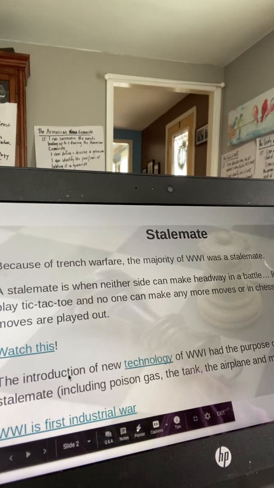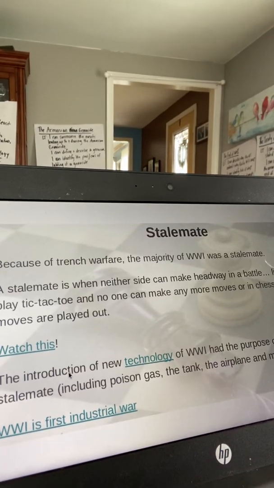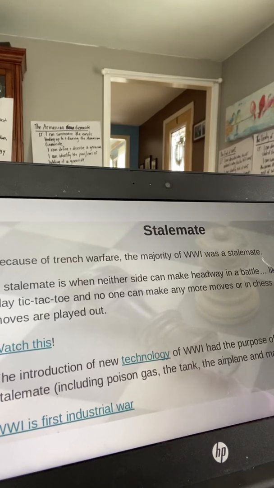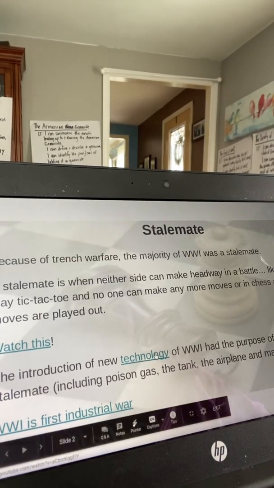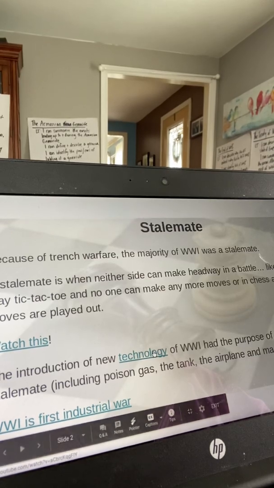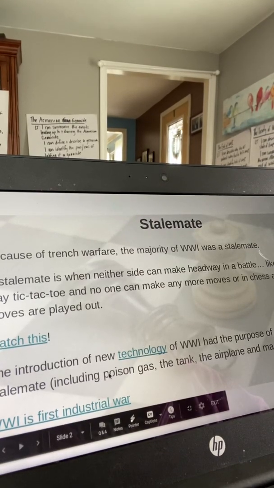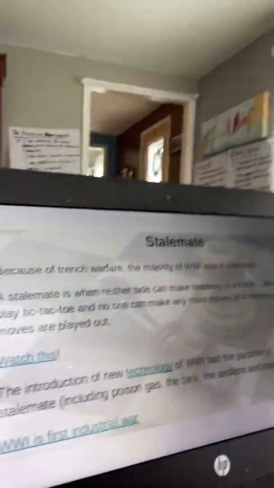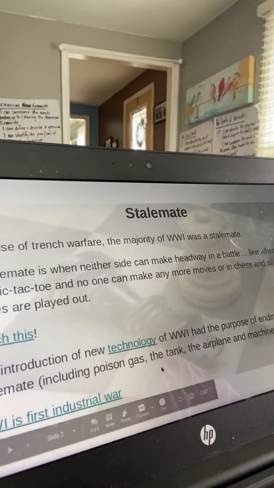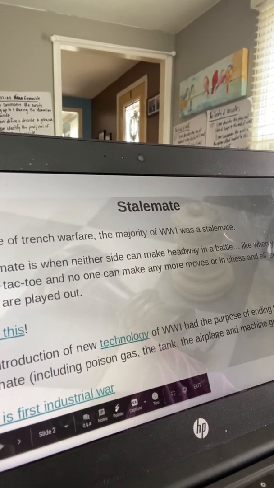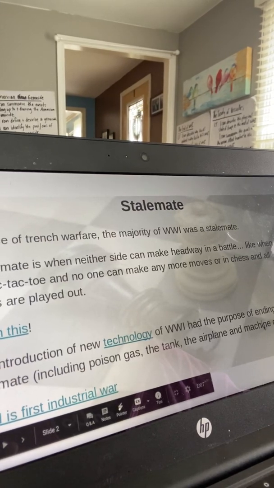Now, because of the stalemate, Western European countries tried to introduce all kinds of technology to beat the trench. Some of the technology you're going to see in this video looks pretty barbaric, kind of medieval, and some of it is going to be pretty fancy schmancy, including poison gas. We learned a lot about poison gas with that Fritz Haber assignment. The tank and the airplane. If you watch that Snoopy Christmas video I posted, the airplane and machine guns played a role there.